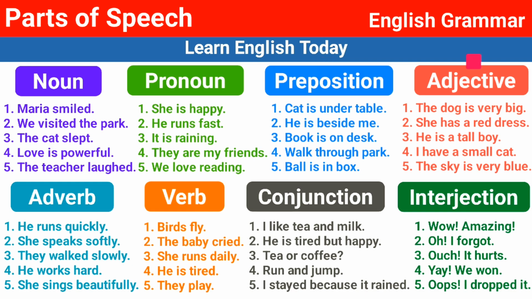Adjective. An adjective describes or modifies a noun or pronoun. For example, the dog is very big. She has a red dress. He is a tall boy. I have a small cat. The sky is very blue.